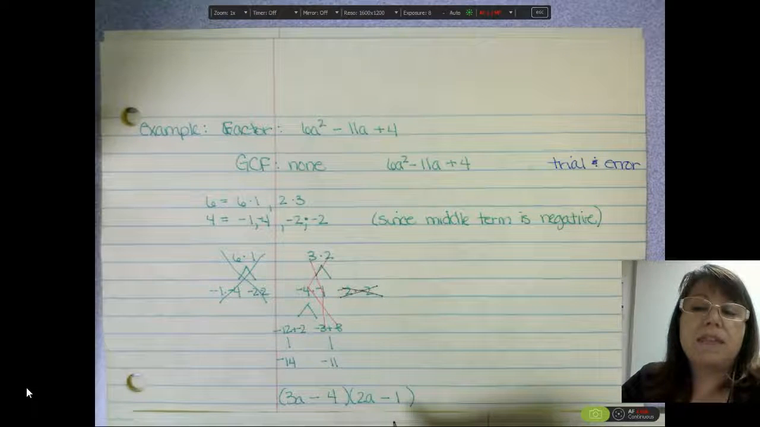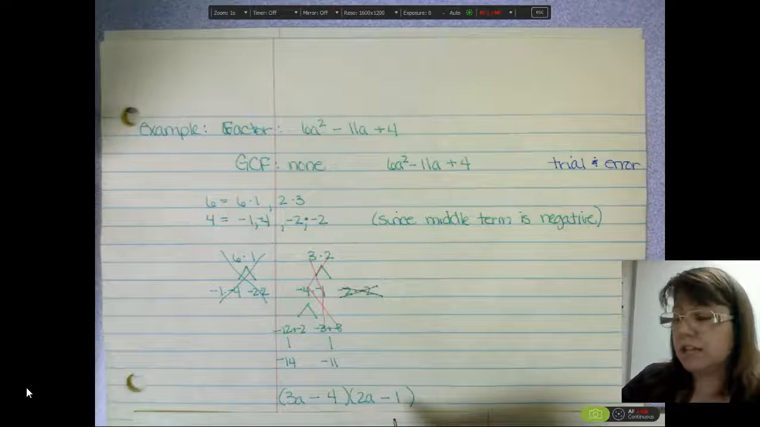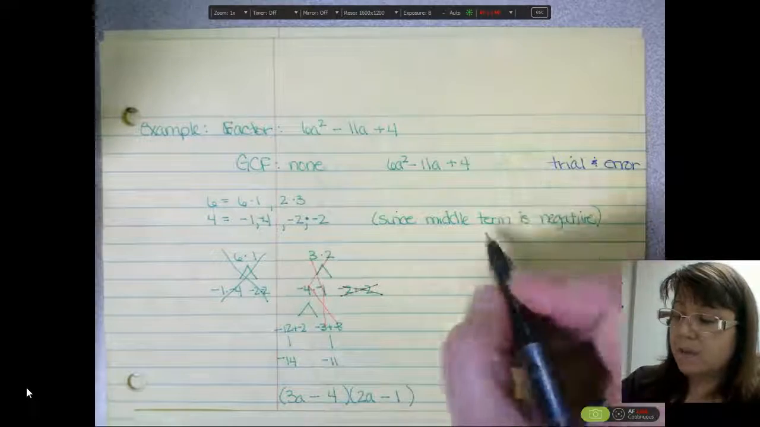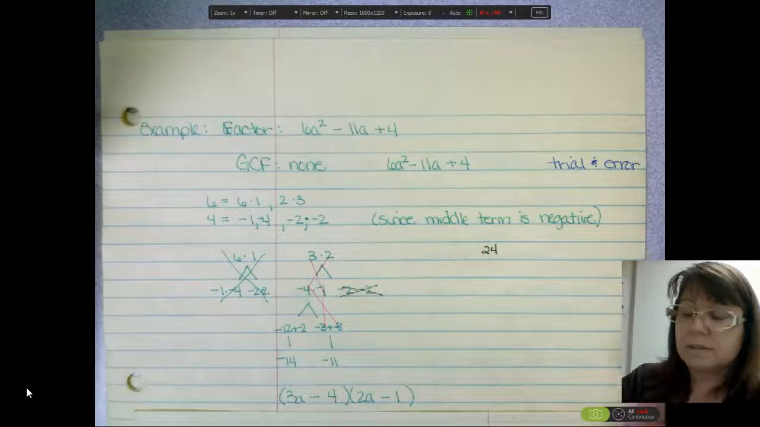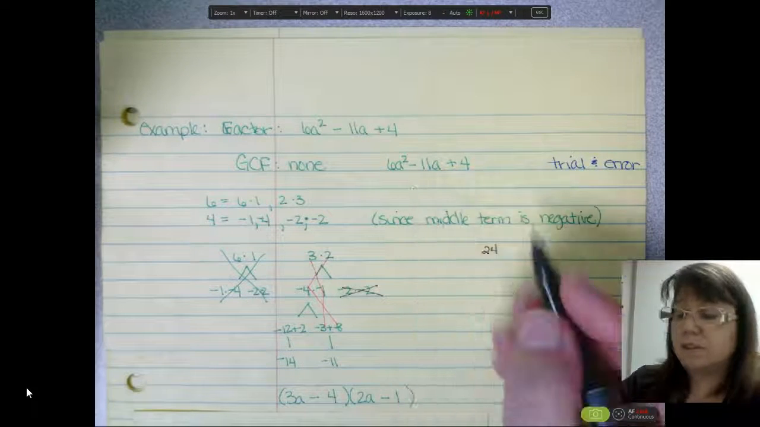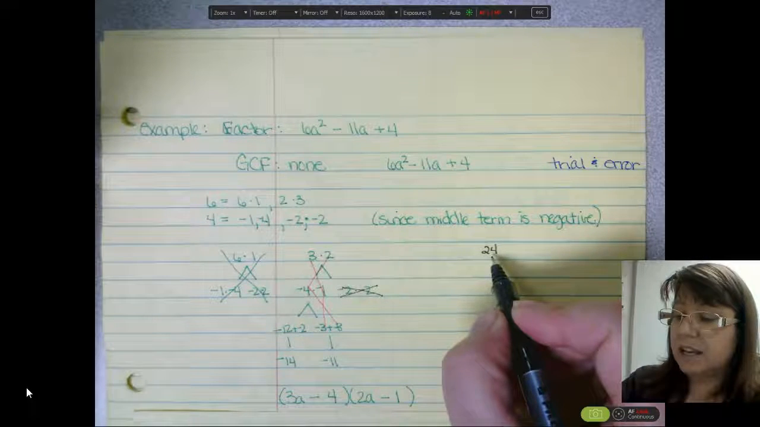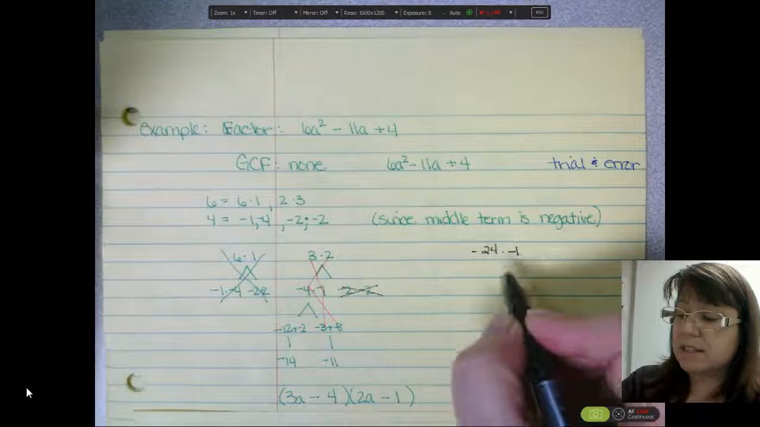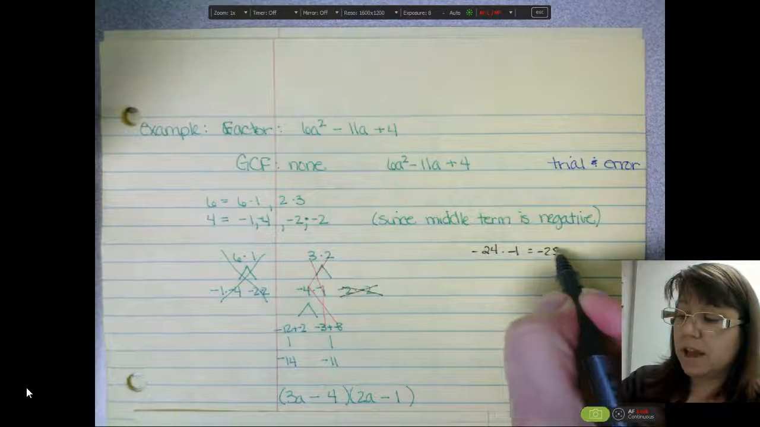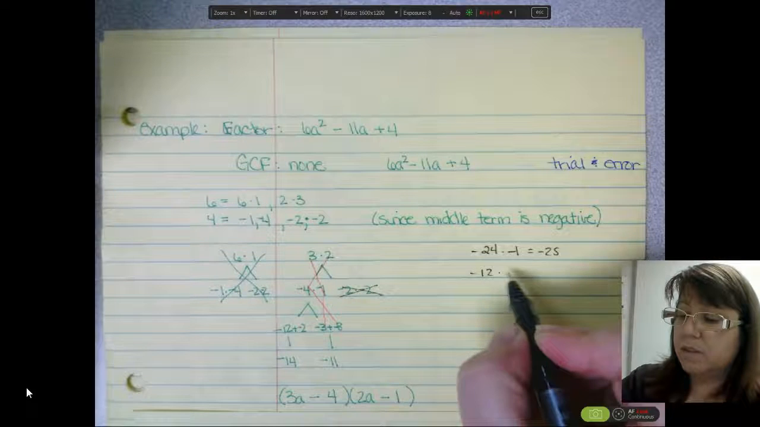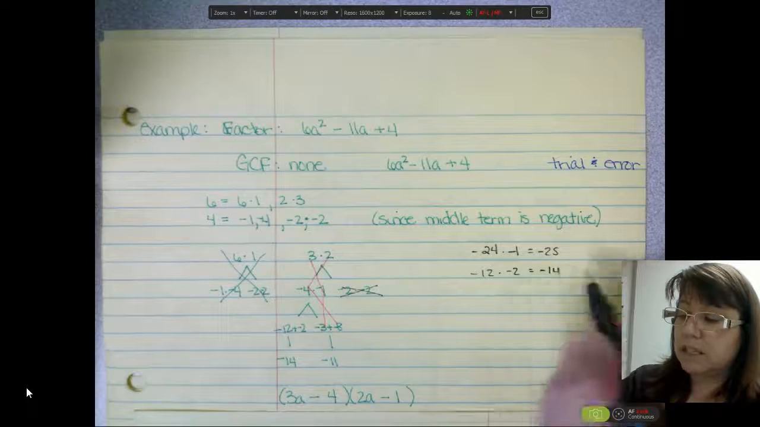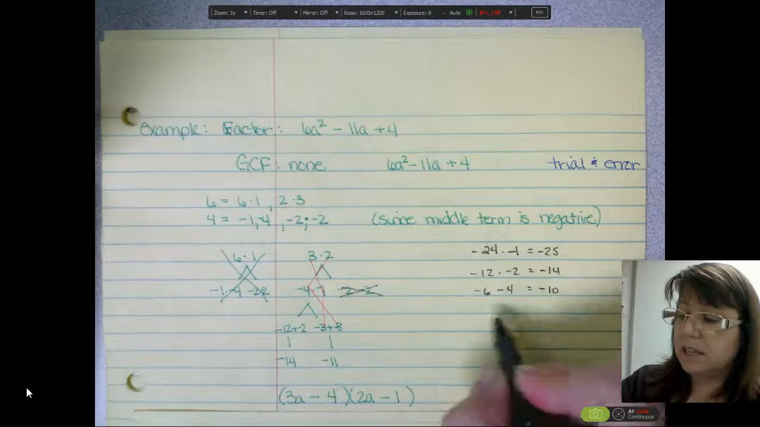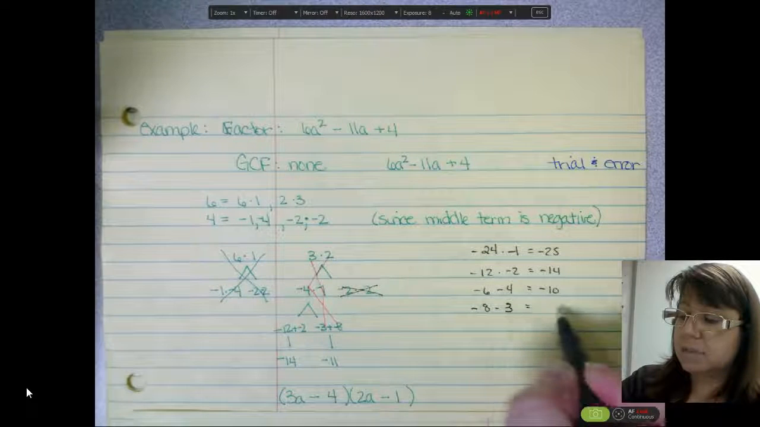Now I find that method is so frustrating. So I'm going to use the X method. Off to the side, I'm going to multiply 6 and 4, which is 24, but I need negative, so I'm going to find all factors of 24, which would be negative 24 times negative 1. That's still positive, but that will give me a negative 25. Negative 12 and negative 2 will get me negative 14. And negative 6 and negative 4 will get me a negative 10. Negative 8 and negative 3, which I skipped, would get me a negative 11.